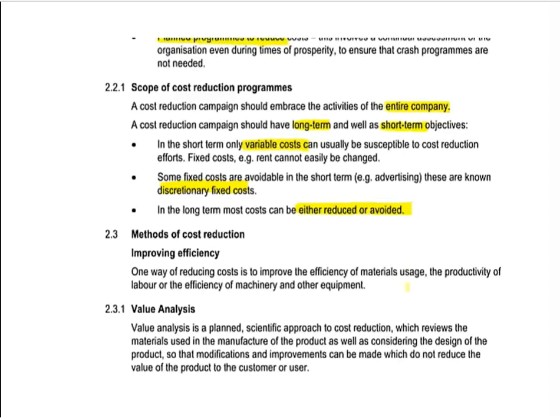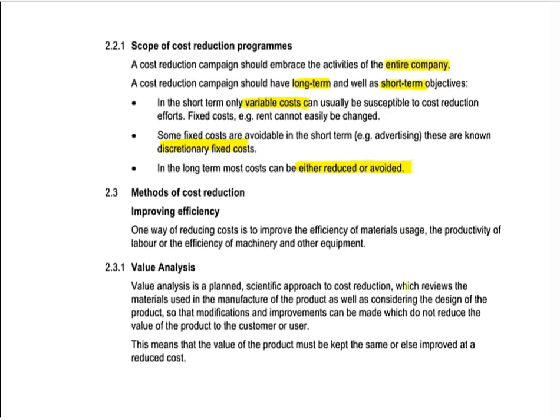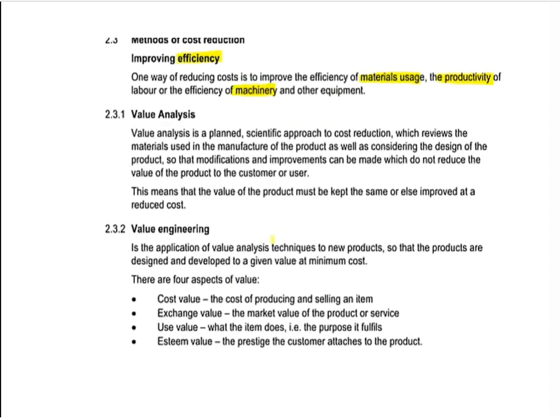What approaches then can there be to cost reduction? Well, one of them is all to do with efficiency, so how well resources are utilised. So we might think about cutting down on waste of materials, getting more out of the labour, or getting more out of the machinery and other production equipment. One technique which can be used then, which is quite a scientific approach to cost reduction, is known as value analysis.